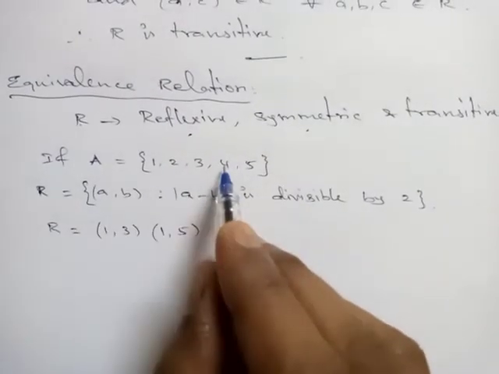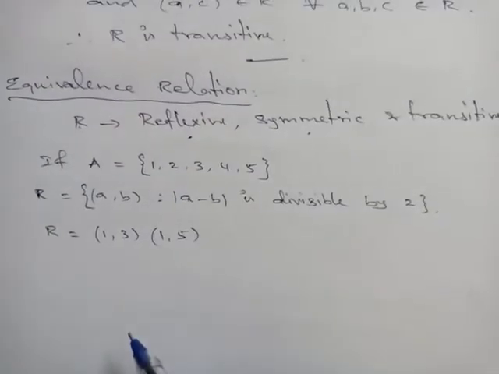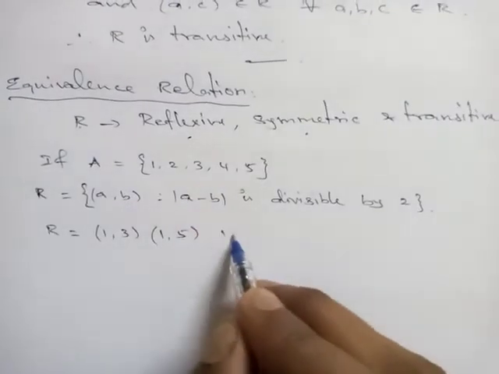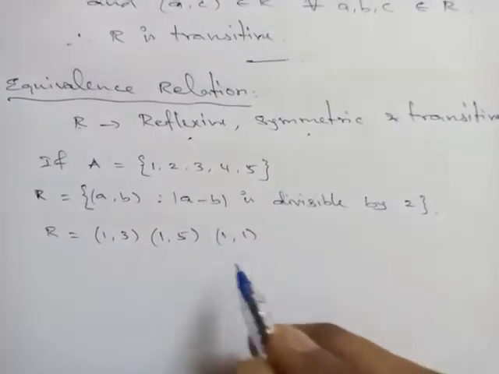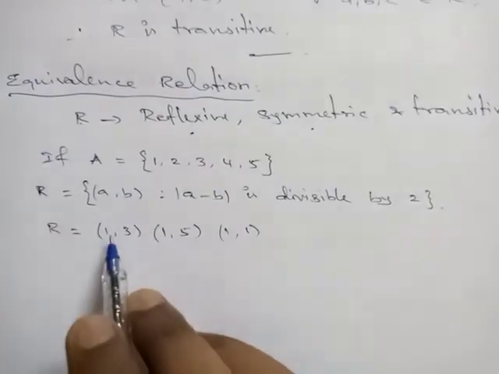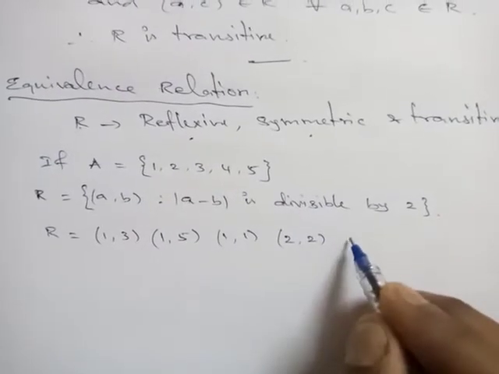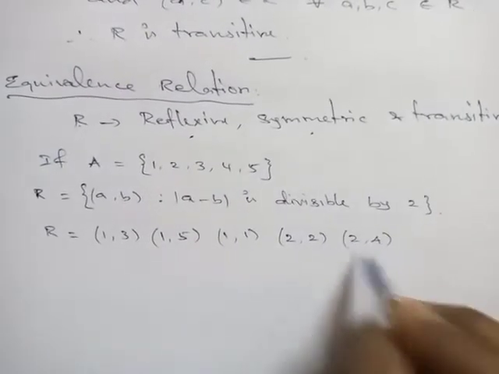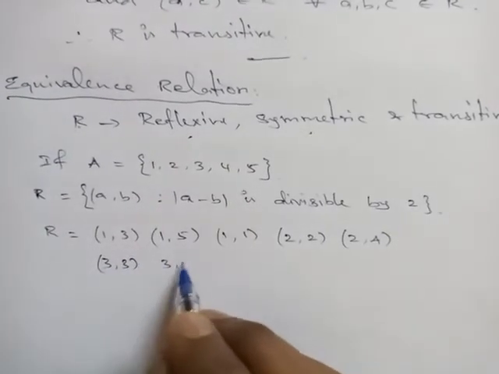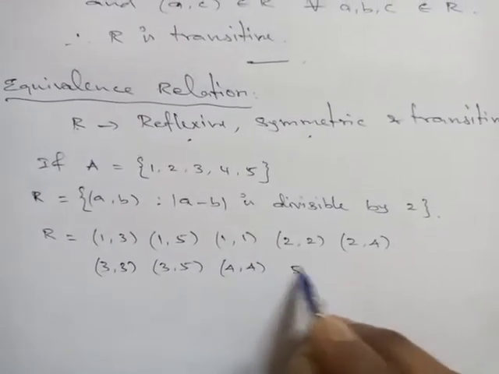If you are taking 1 comma 4, 1 minus 4 is minus 3. Minus 3 is not divisible by 2. So that it is not possible. 1 comma 1 also will come, right? 1 minus 1 is 0. 0 is divisible by 2. So 1 comma 1 also will come. 1 comma 1, 1 comma 3, 1 comma 5. Next 2 comma 2, 2 comma 4. That's all. 3 comma 3, 3 comma 5, 4 comma 4, 5 comma 5, correct?